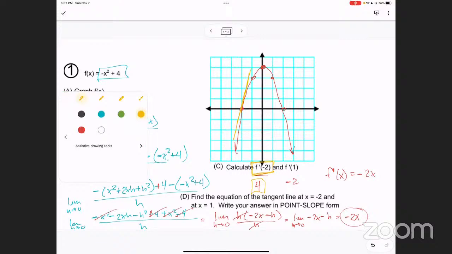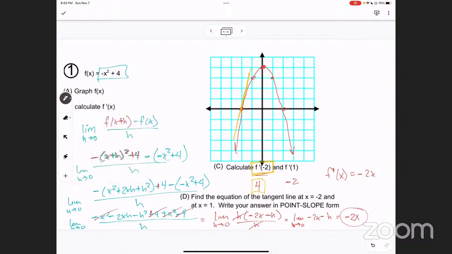This line here, I'll do this in black. At 1, the slope of the tangent line is negative 2. See how it's going down? The slope of that line, m equals negative 2. That's basically what the derivative is. It calculates the instantaneous rate of change for every point on your graph. It's really pretty amazing.